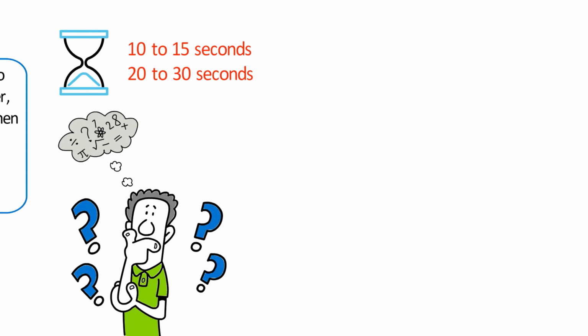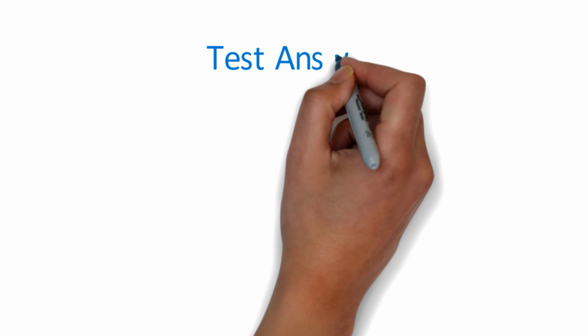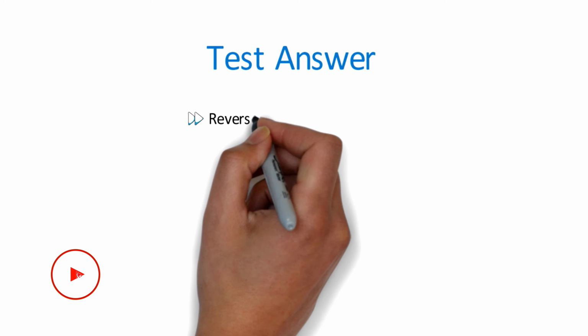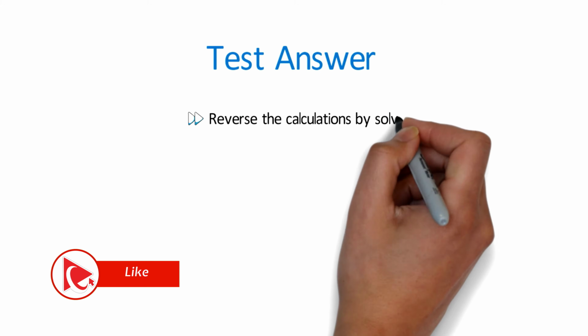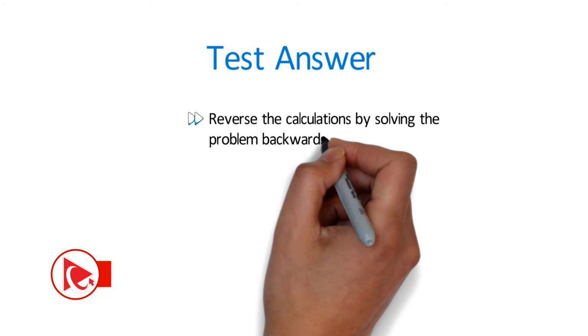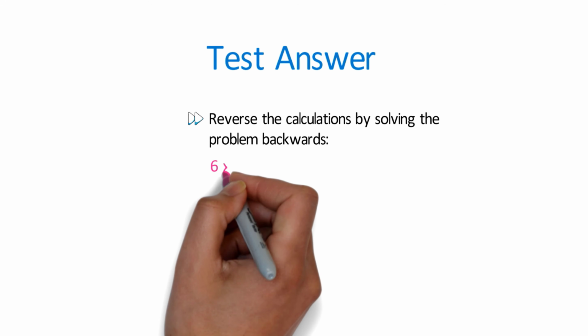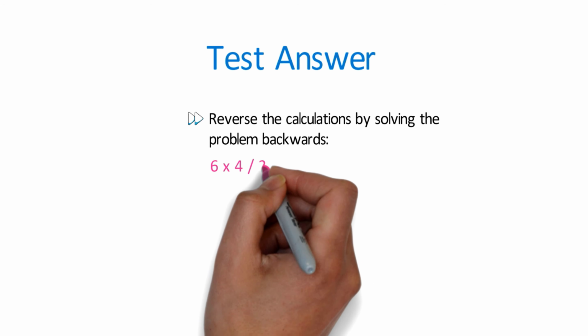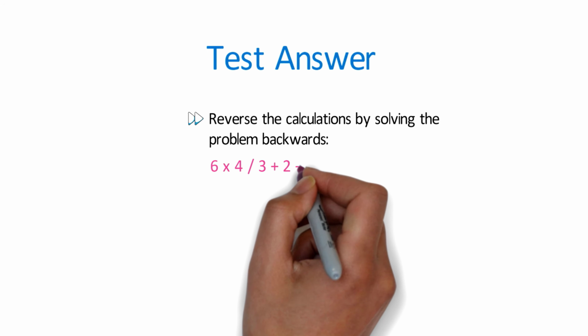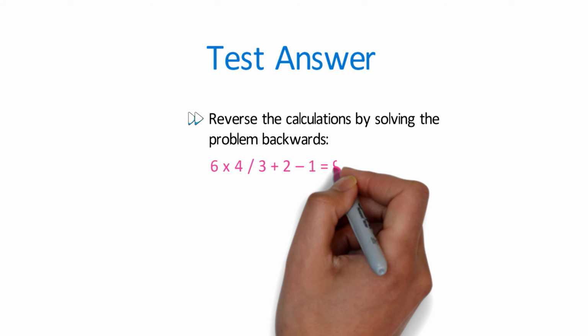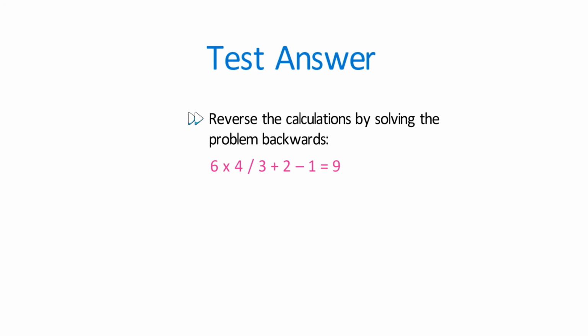these types of challenges. The best way to solve these types of challenges is to reverse the calculation by solving the problem backwards. So what we can do is multiply 6 by 4, then divide by 3, add 2, and subtract 1. And the result of these calculations is 9.